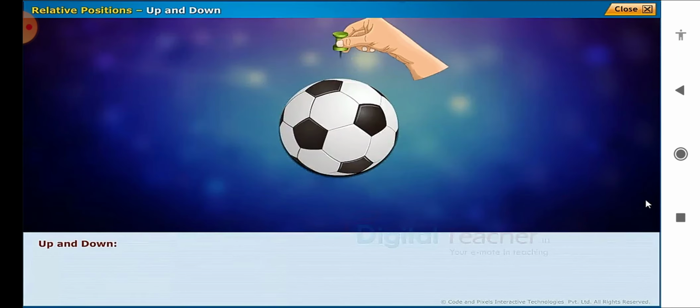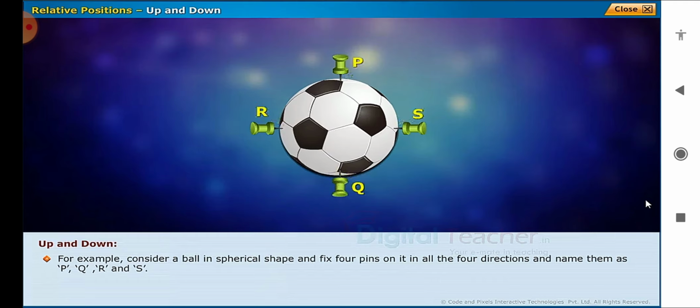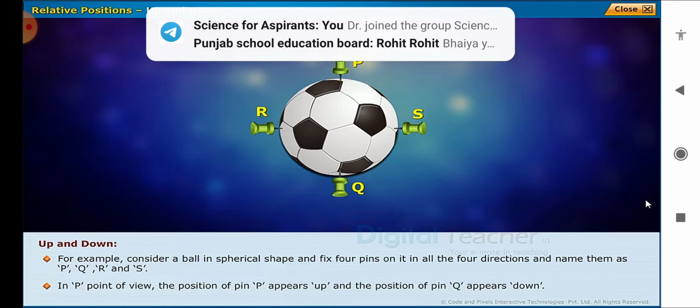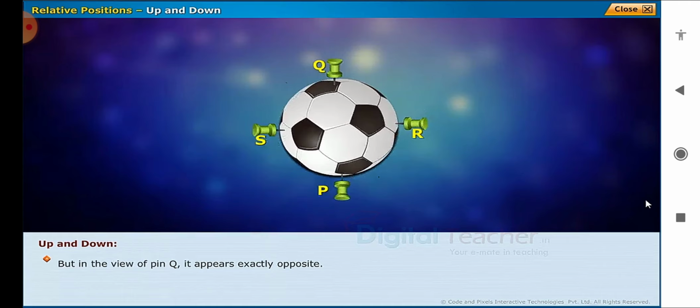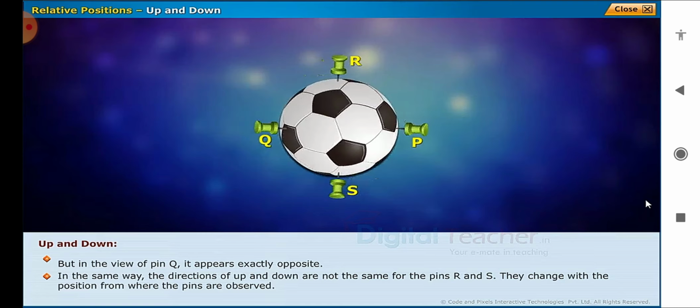Up and down. For example, consider a ball in spherical shape and fix 4 pins on it in all the 4 directions and name them as P, Q, R, or S. In P's point of view, the position of pin P appears up and the position of pin Q appears down. But in the view of pin Q, it appears exactly opposite. In the same way, the directions of up and down are not the same for the pins R and S. They change with the position from where the pins are observed.